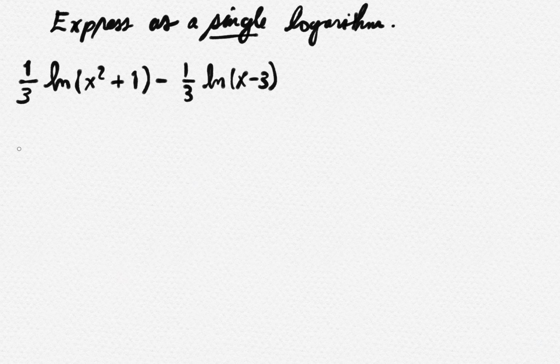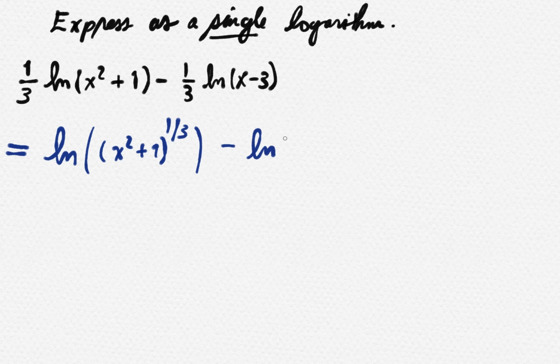Okay, here's one final example before we move on. The first thing we're going to want to do is move these coefficients inside as powers of the inputs on these logarithms using the power property. So if we do that, we're going to get log of x squared plus 1 to the 1/3 power, and then minus log of x minus 3 to the 1/3 power.